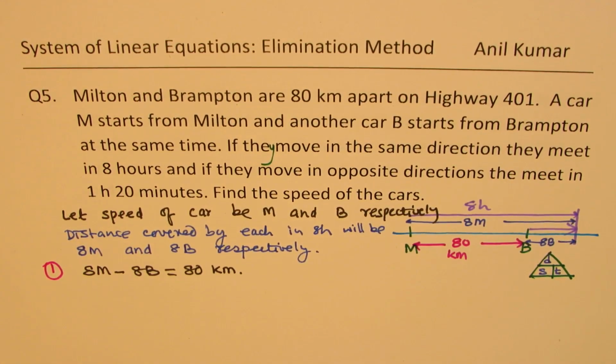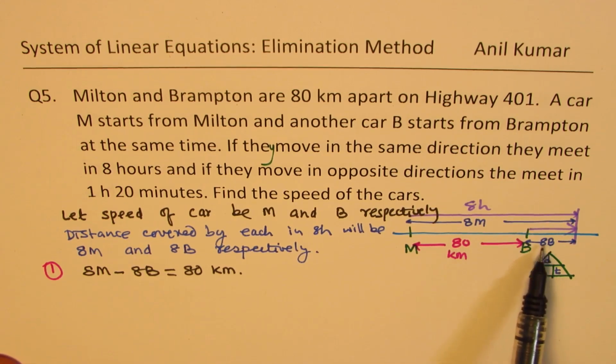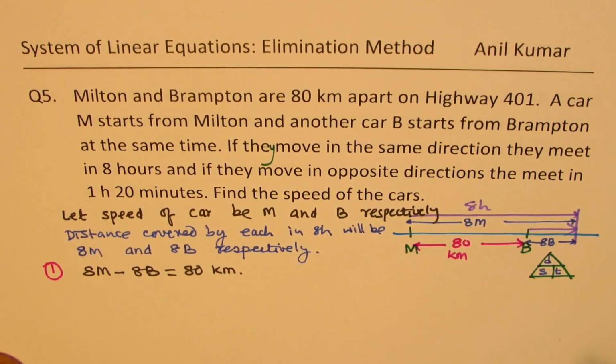Is that clear to you? Very interesting equation, right? So no fractions involved, very simple. Distance covered with the faster car will be 8m, and with the slower car will be 8b, and the faster car covers 80 kilometers more, right? So that is how you get your right equation.